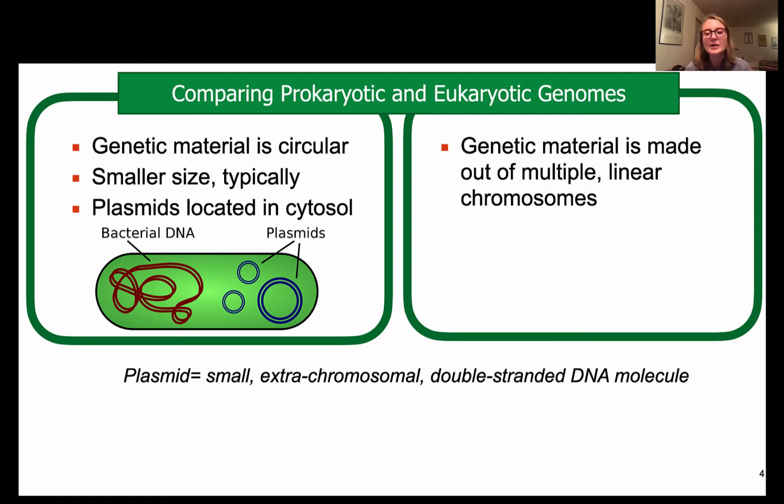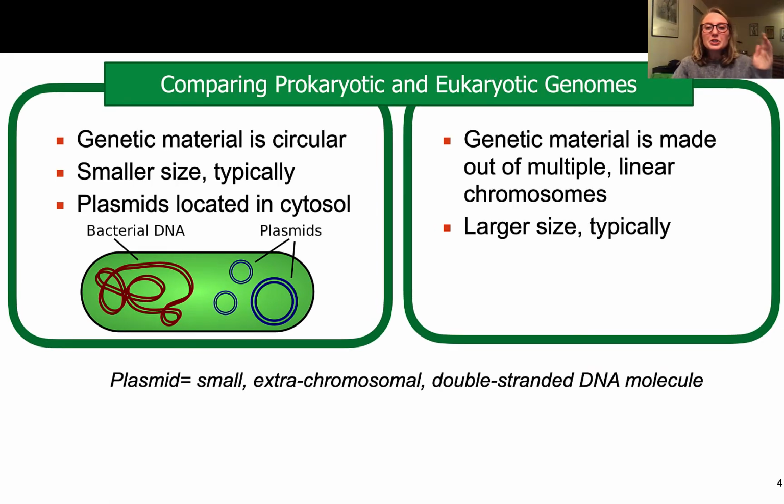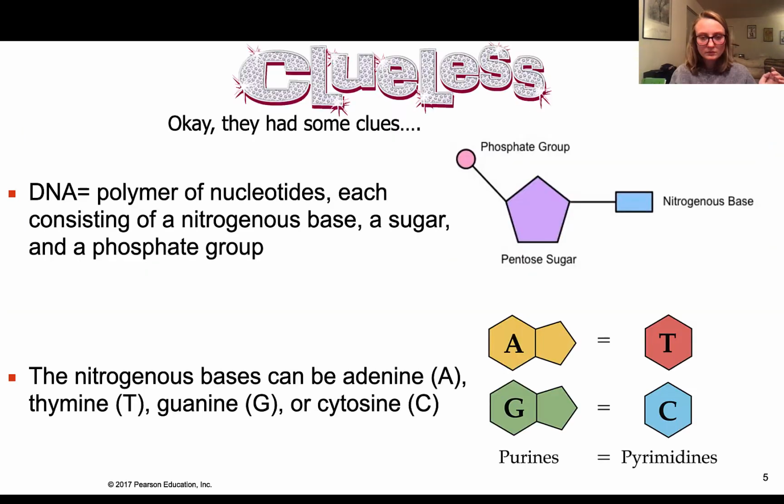Now looking at eukaryotic genomes, their genetic material is made up of multiple linear chromosomes. Eukaryotic genomes are typically of a larger size, and some eukaryotes do contain plasmids, yeast for example, but their plasmids are contained within the nucleus because they store their genetic information within a nucleus, because they are eukaryotes.